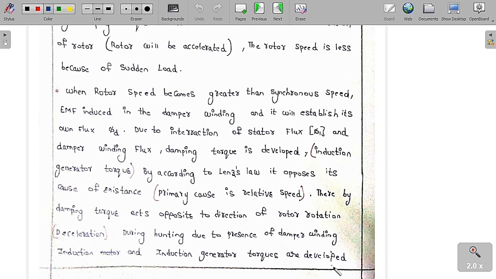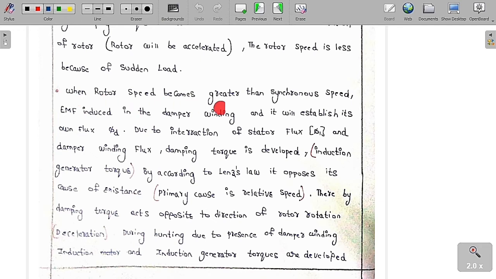So finally, what I am trying to say is, if the load is increased, the speed will decrease. Then the induction motor torque acts in the same direction as the rotation of the rotor, and the speed becomes Nr equal to Ns. Suppose the load is decreased and the speed is increased, so Nr is greater than Ns. Then it acts like an induction generator, and the torque developed is called the induction generator torque. It acts opposite to the rotation of the rotor, so the speed will decrease. Therefore again Nr is equal to Ns. This is the beauty of this concept. Induction motor torque and induction generator torque are always established whenever there is a sudden change in load, and they try to make Nr equal to Ns always.